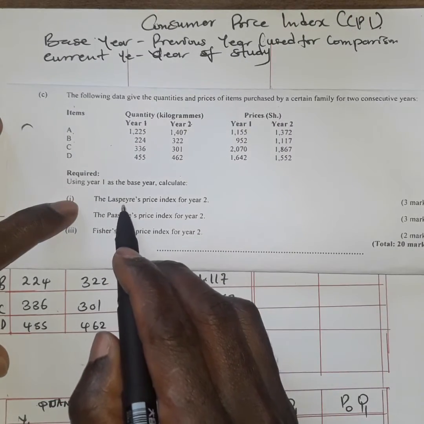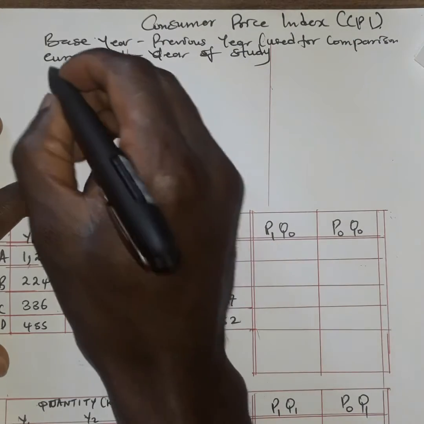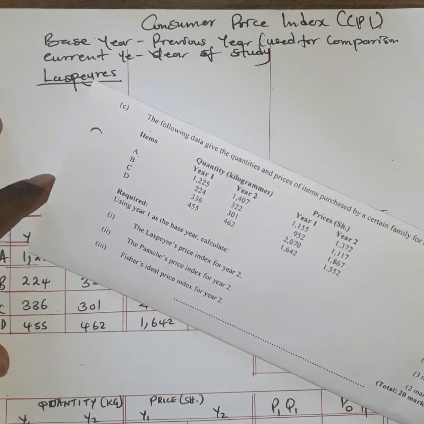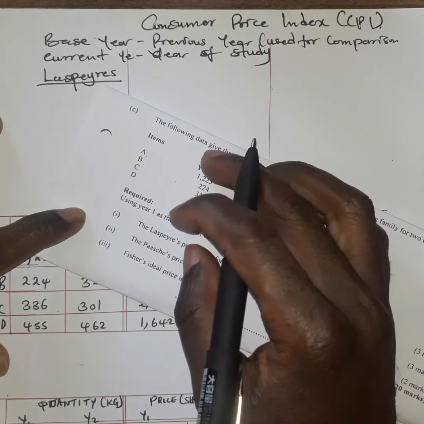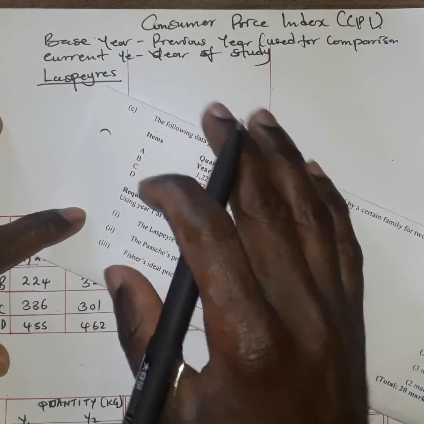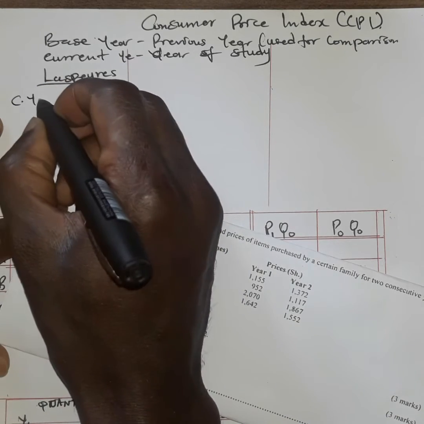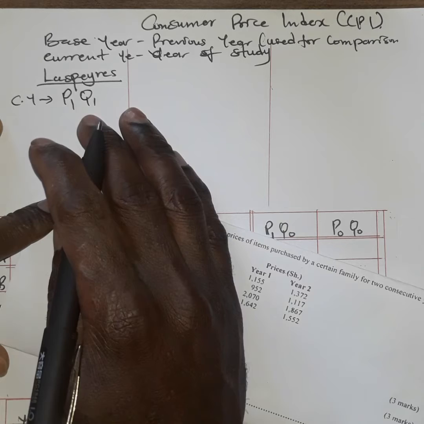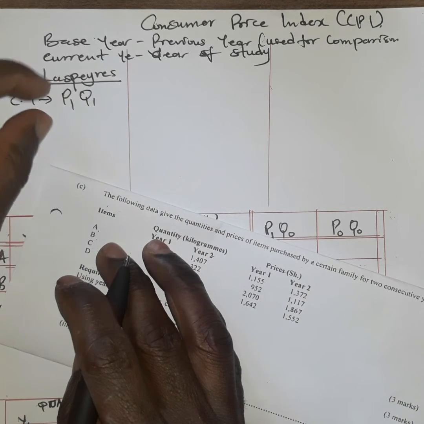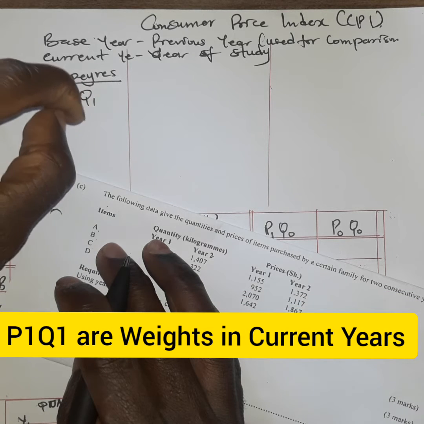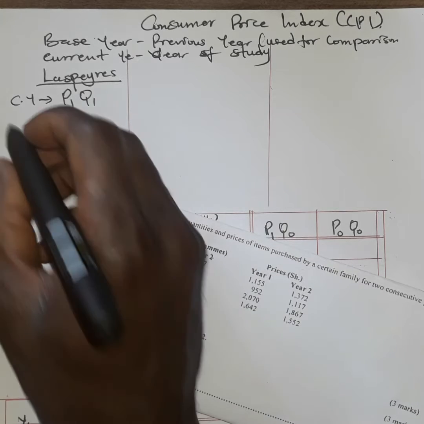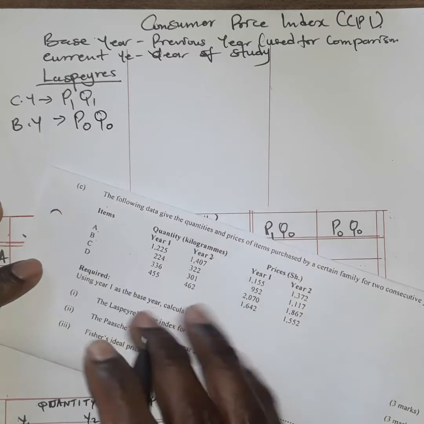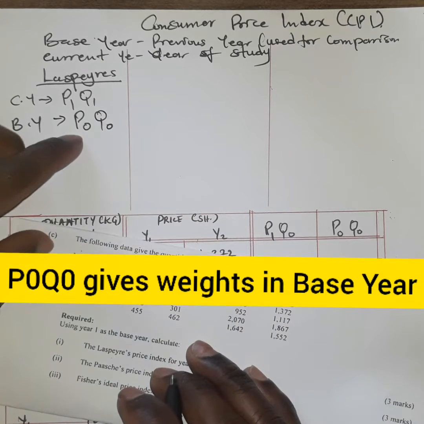Then you have been told to work out the Laspeyres, Paasche and Fisher's ideal. When we talk about Laspeyres, we are simply referring to that price index which measures the changes in the prices of the current year relative to the base year. The current year weights are normally given by P1Q1. P1Q1 stands for the weights. You weigh the price versus the quantity, which gives us the expenditure for that particular current year. But if you talk about the base year, we are referring to P0Q0. That is the previous year that is used for comparison.